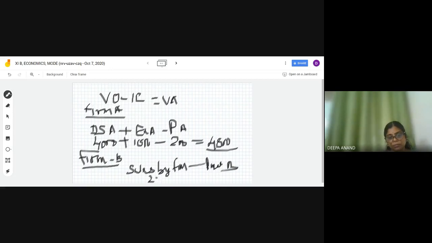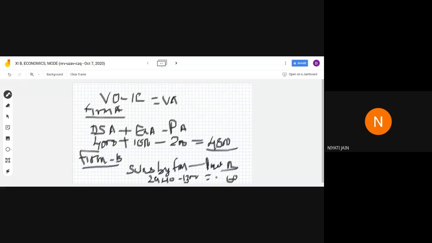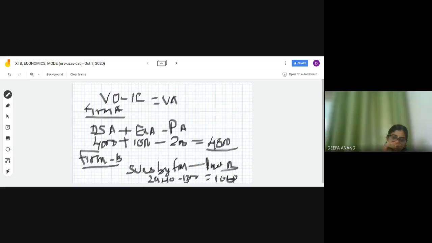2940 and 1300. What is the answer? 1640, right? Yes, ma'am. 1640. 1640. So this was a very simple problem.